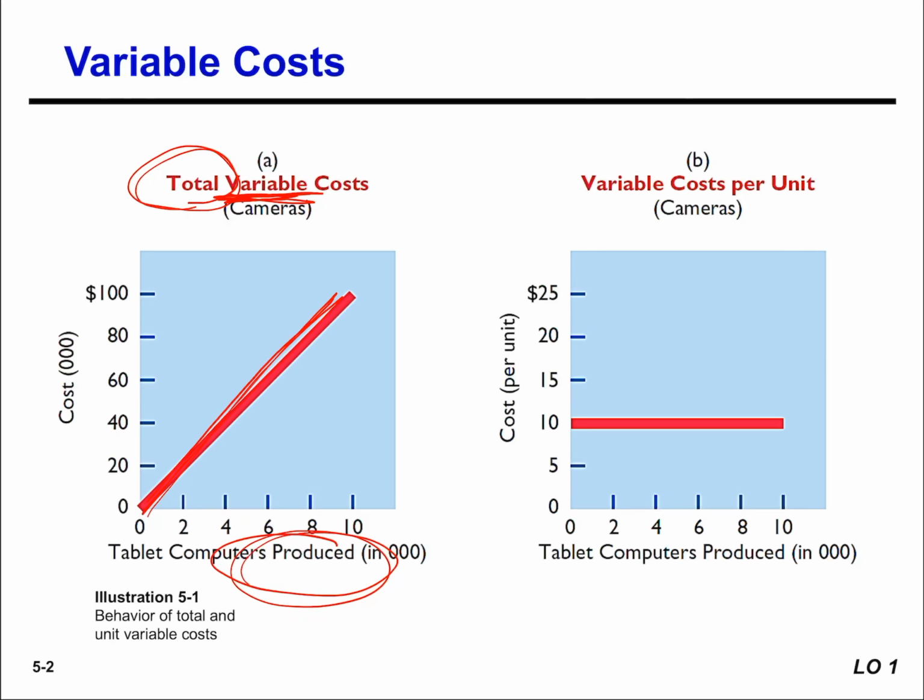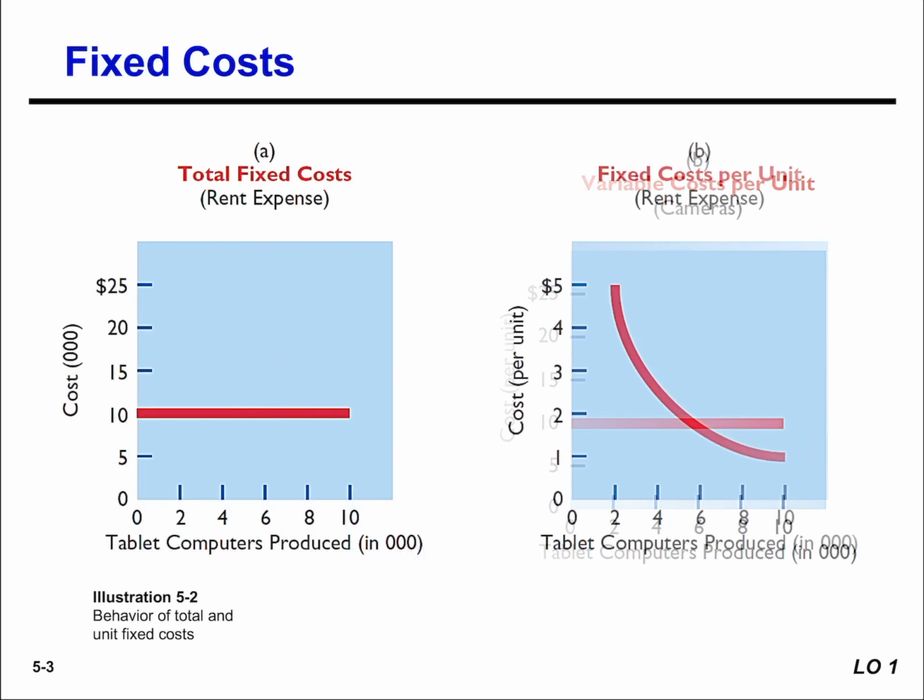So in each case here, whether I have 2 tablets produced or 6 or 10, on a per unit basis, they're all going to cost $10. So when I produce 2, it costs 20, 4, it costs 40, 6, it costs 60, right? In total, variable costs are going to change because the word variable means change. So that's one type of cost behavior we can see.